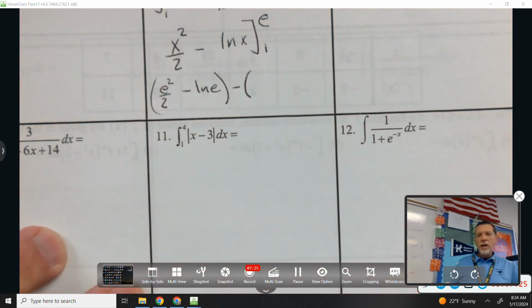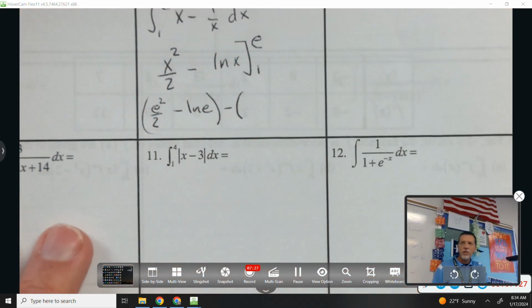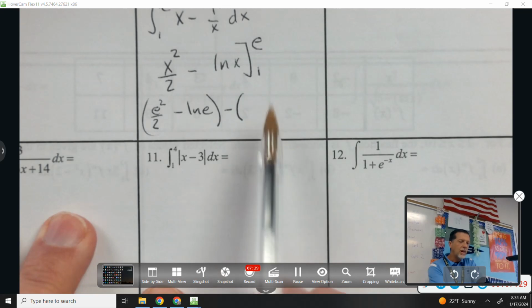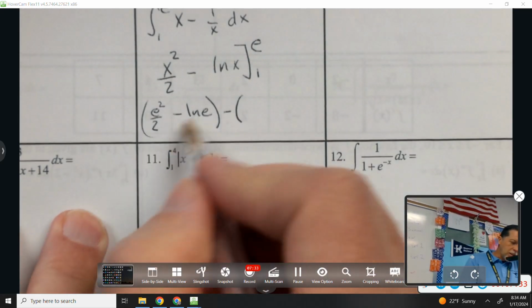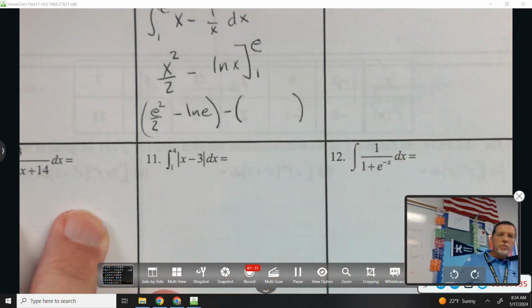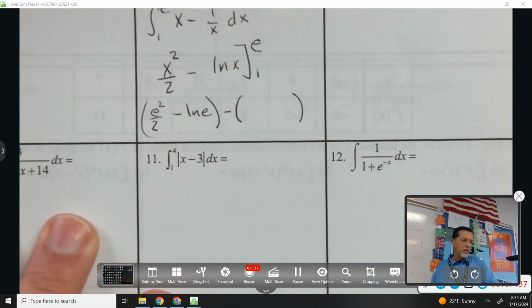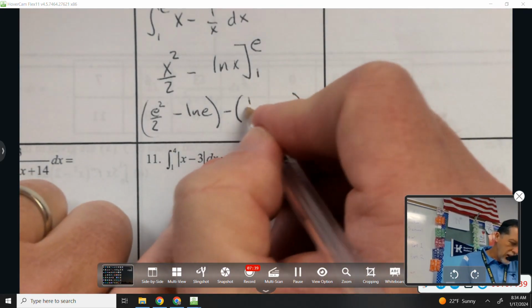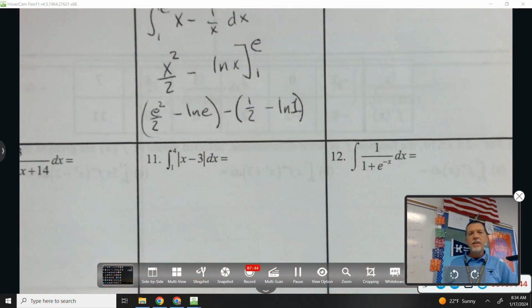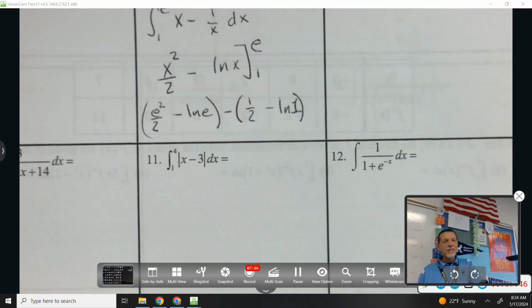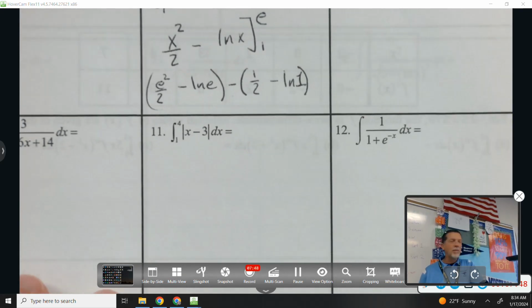Be careful with parentheses and brackets and making sure you subtract the right thing. All right, so plug in the top, minus plug in the bottom, but top minus bottom, I'd put them both in parentheses. Be clear. 1/2 minus natural log of 1. And there's a lot of cleanup that could be done there, but that is a safe stop. You could be done there.